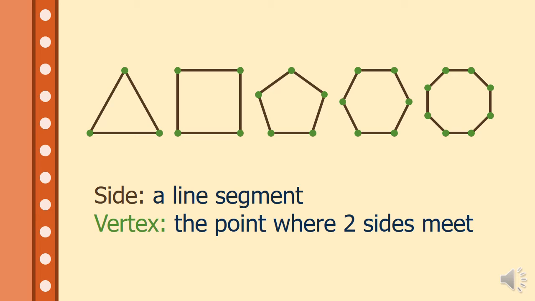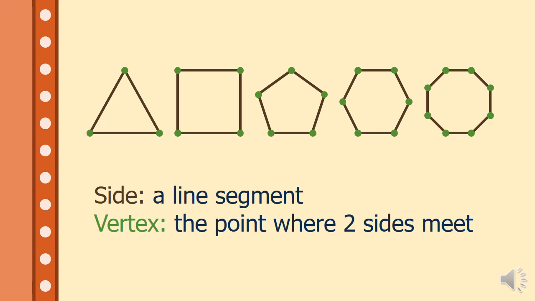Polygons. Probably you would remember them, and you could probably name most of them. You can see that the sides of a polygon are made up of line segments. For example, a triangle is made up of 3 line segments, and a square has 4. A pentagon has 5 line segments. A hexagon has 6 line segments, and an octagon has 8 line segments.